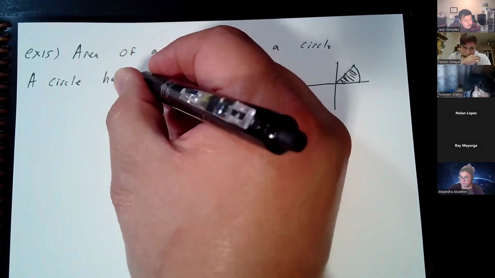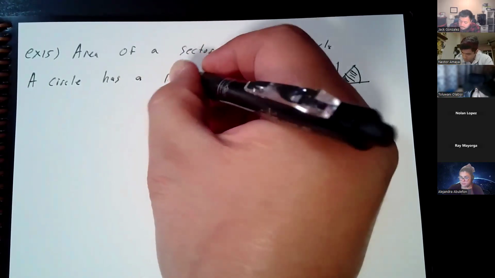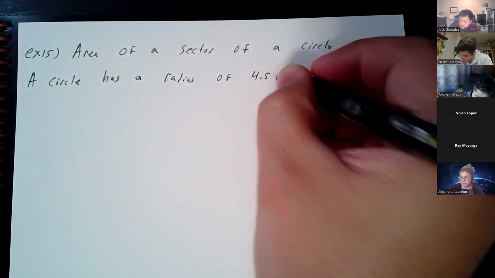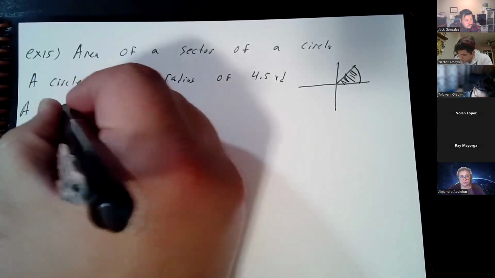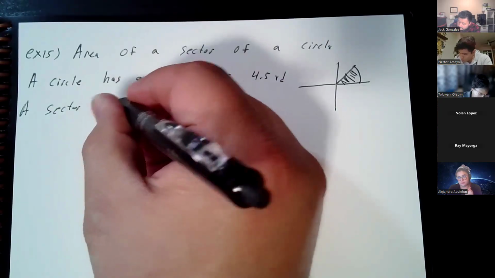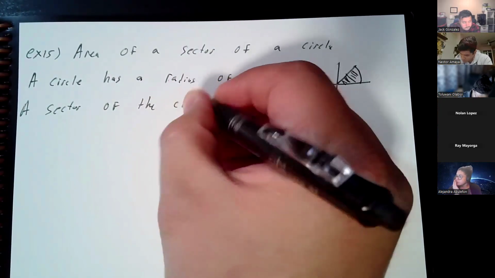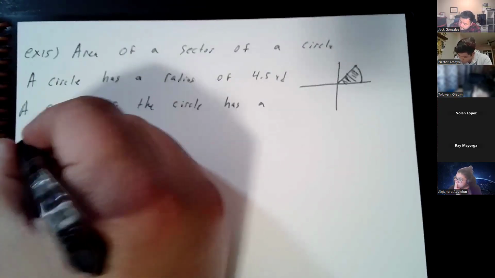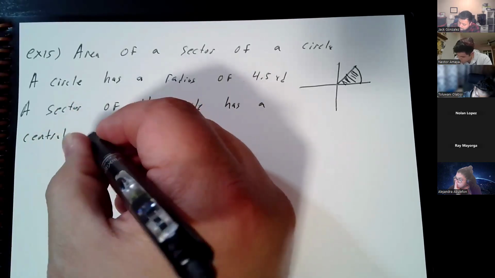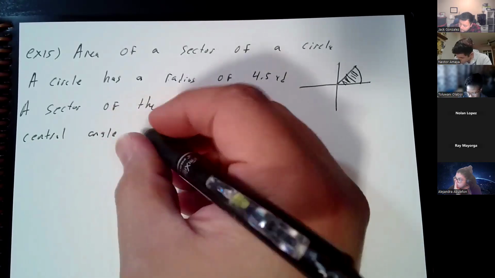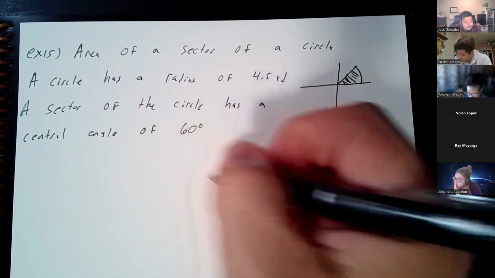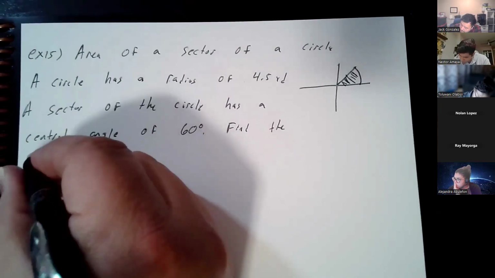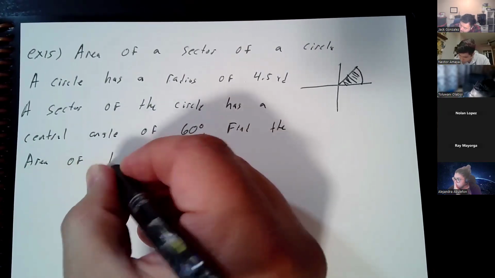A circle has a radius of 4.5 yards. A sector of the circle has a central angle of 60 degrees. Find the area of the sector.